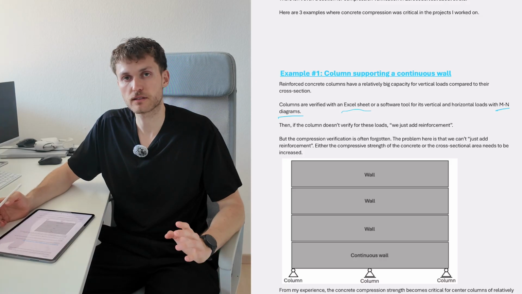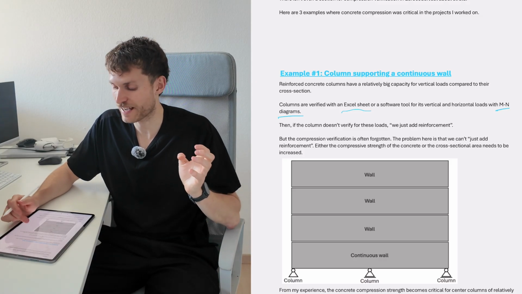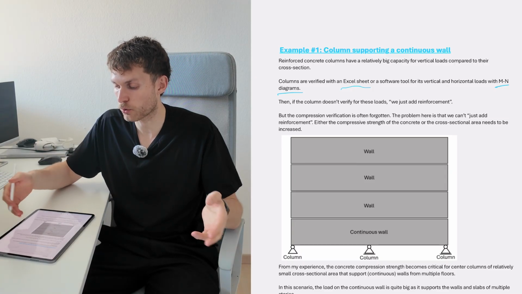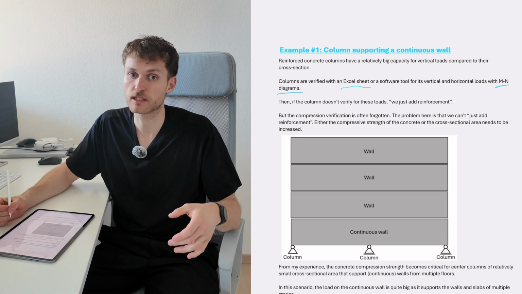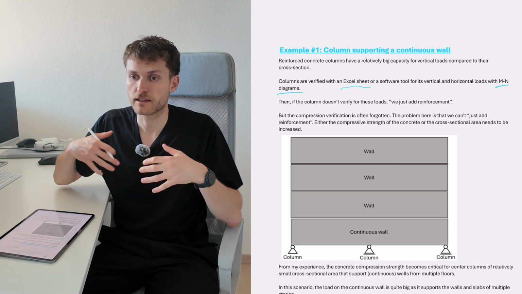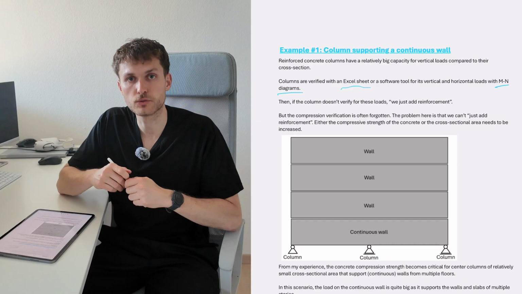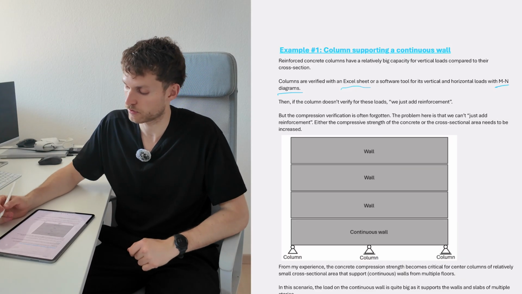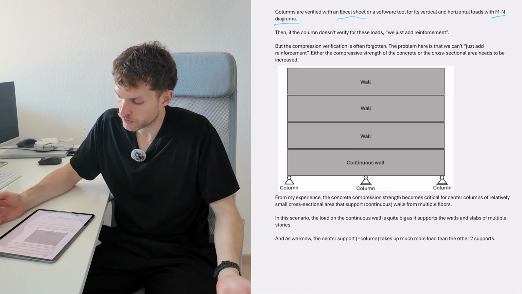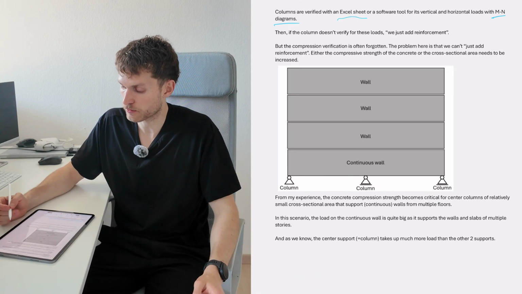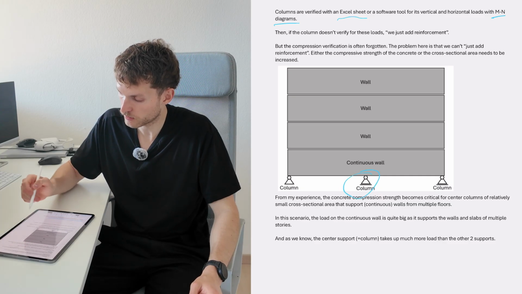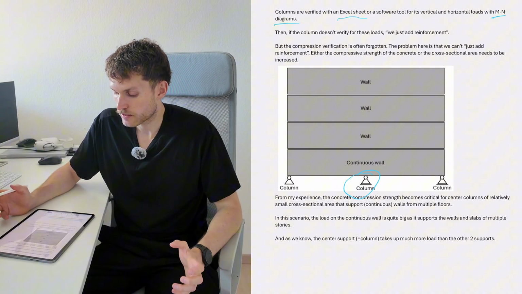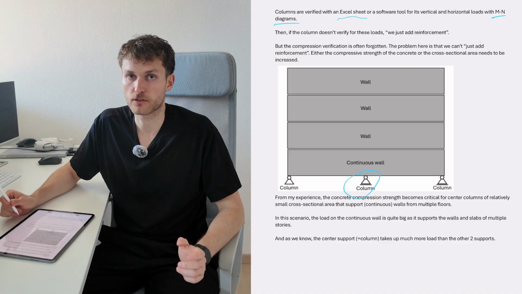The problem here is that for concrete compression, we can't just add reinforcement. Either the compressive strength of the concrete or the cross-sectional area needs to be increased. And this can result in additional costs and a lot more CO2 that we emit through using a C35 instead of a C30 concrete. So from my experience, the concrete compression strength becomes critical for the center column here, because we have a continuous beam or a continuous wall, and a relatively small cross-sectional area of the support.